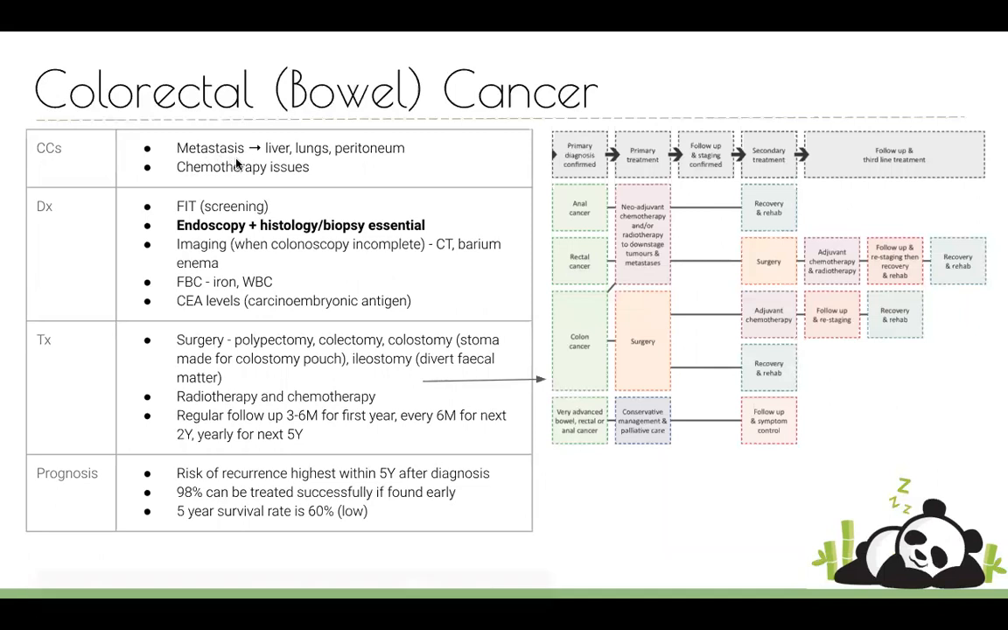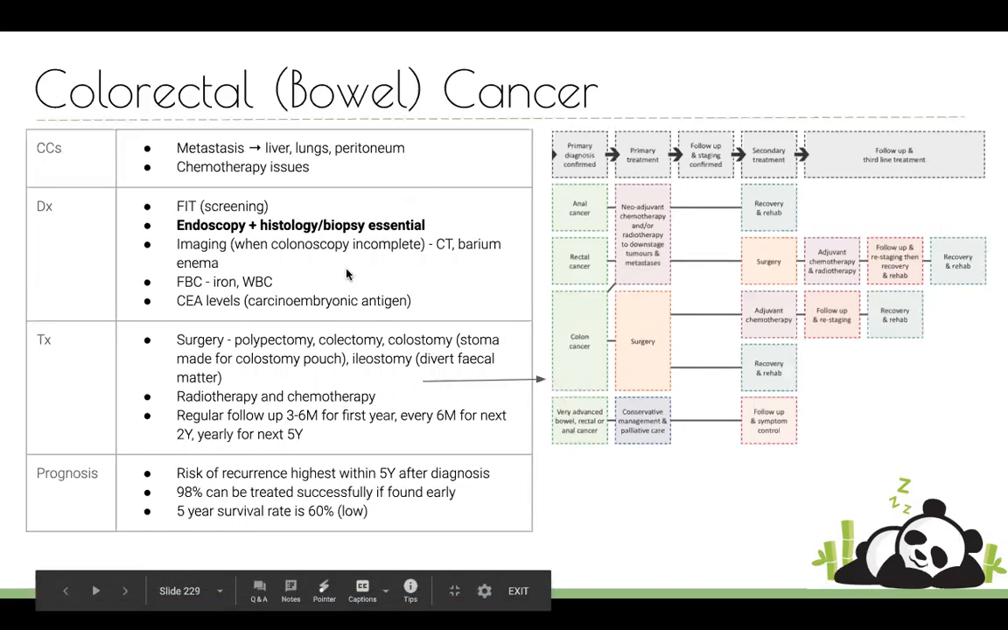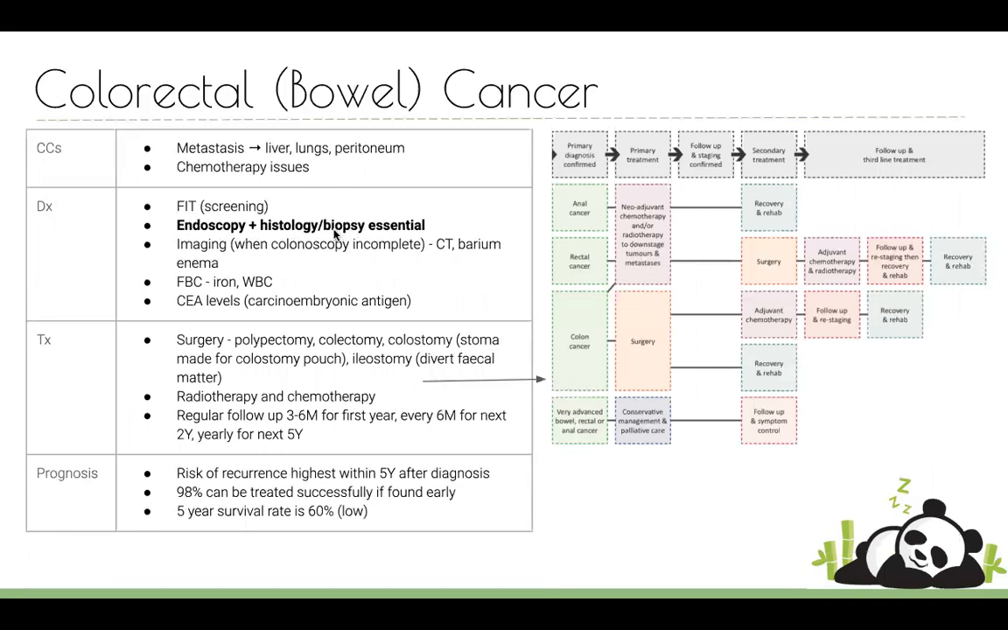Complications, it might metastasize to the liver, the lungs, the peritoneum, and then chemotherapy has a whole range of issues on its own. Diagnosis, like I mentioned before, endoscopy and biopsy, and then you treat it via a couple of ways. Essentially, the idea of cancer is you can cut it out, and then you do radio and chemo to try to get rid of any remnants.